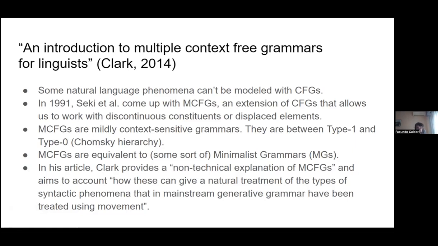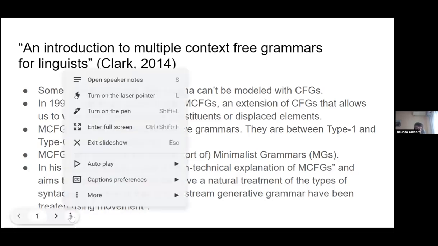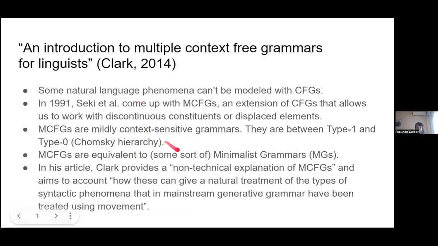And at the same time, we know that context-sensitive grammars may be inadequate to model natural language because they are too powerful in terms of generative capacity. So in 1991, Seki and other researchers come up with MCFGs, which are an extension of CFGs that allows us to work with discontinuous constituents or displaced elements. And this article is called On Multiple Context-Free Grammars. It is on the seminar folder.